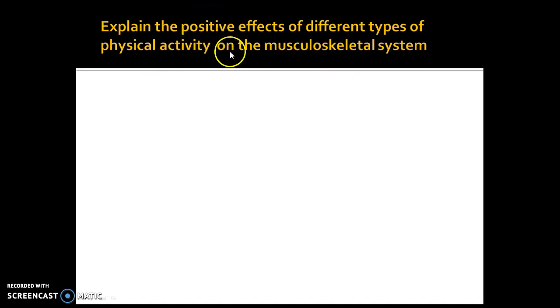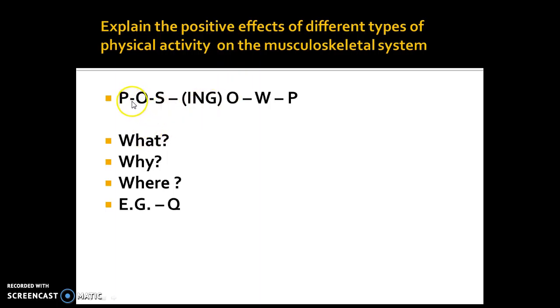So for a positive, you're going to get a key acronym. Okay, the acronym or mnemonic you're going to use for this is POSINGOP. So if you look at how I've structured it here, so P-O-S-SING-O-W-P. For each bit you need to say what it is, why it happens, why it's a benefit, where it takes place, and an example linked to the type of activity that it's talking about. Okay, so what do those things kind of link to?